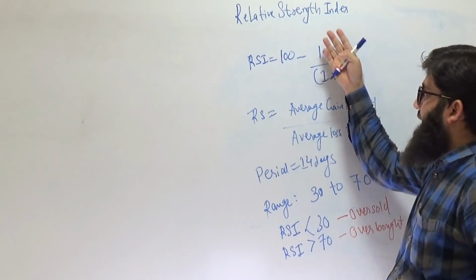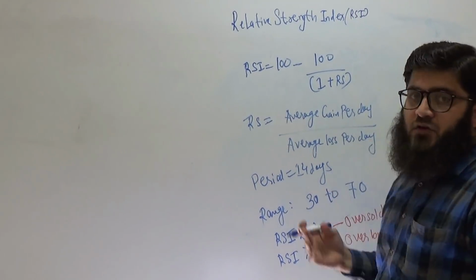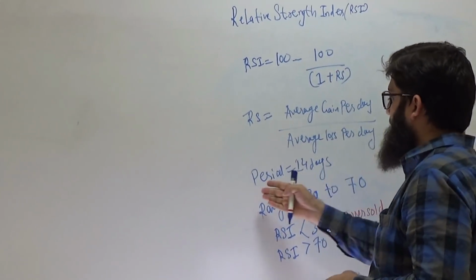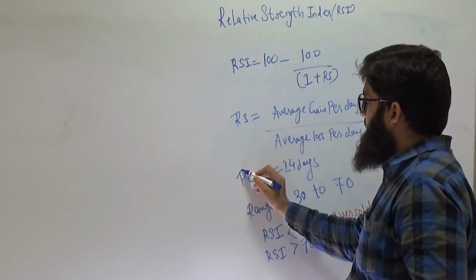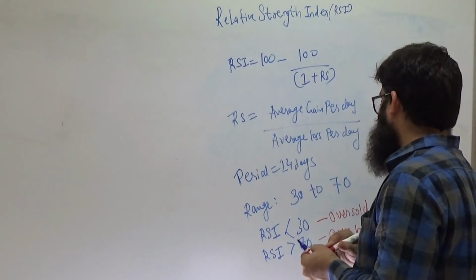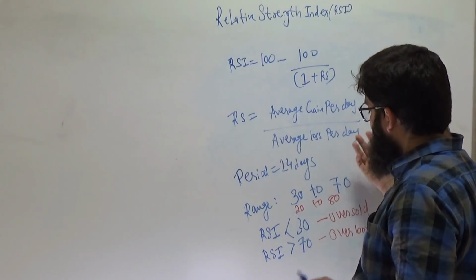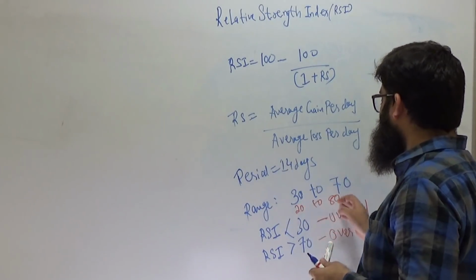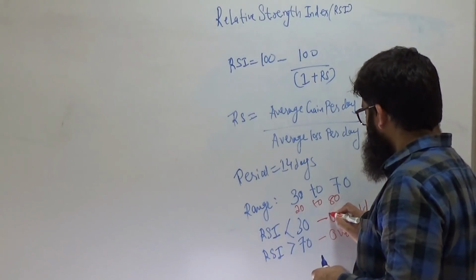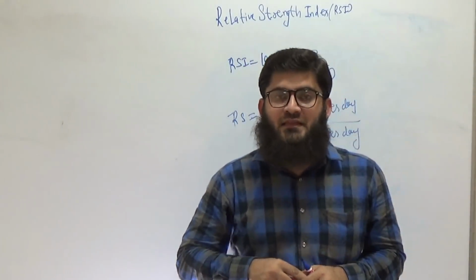So I hope you understood about the RSI, the relative strength index, which is a very famous indicator in the stock market and can be used at different levels. How it is calculated, the formula is given to you. You can definitely change the number of periods, and the ranges as well. Some people take the range from 20 to 80, others take 30 to 70. That's how you choose. So I hope you understood about the RSI, relative strength index.